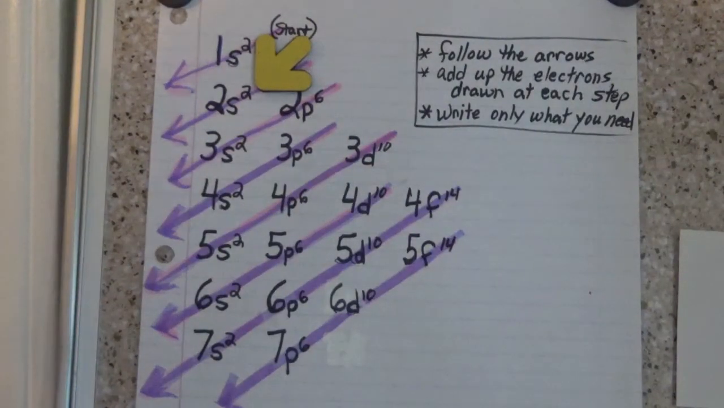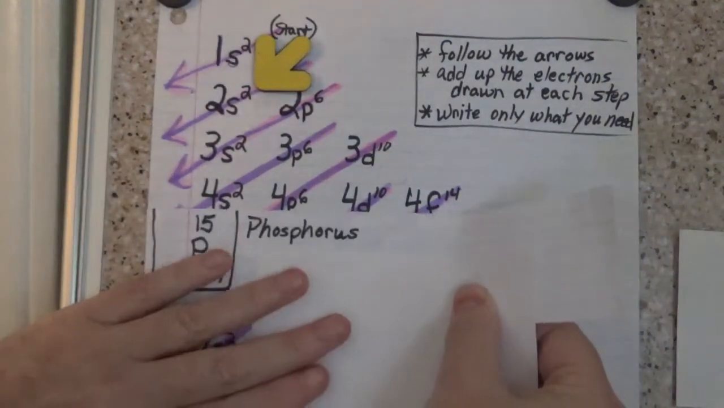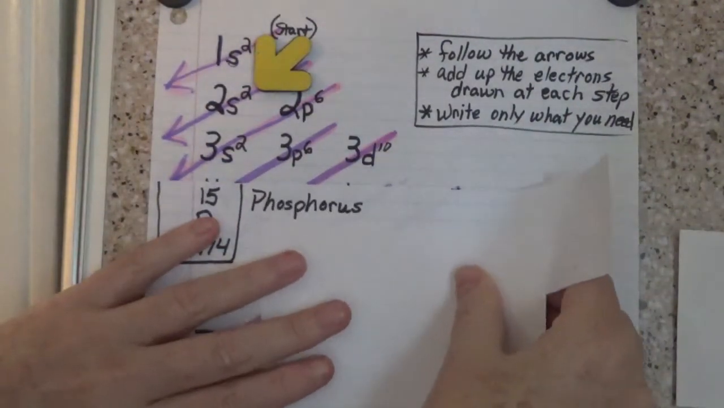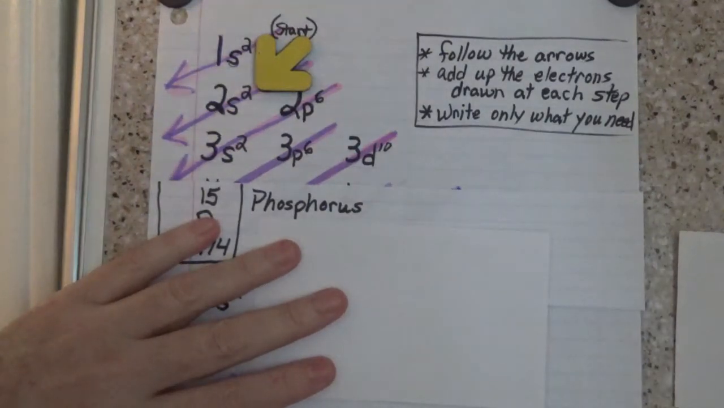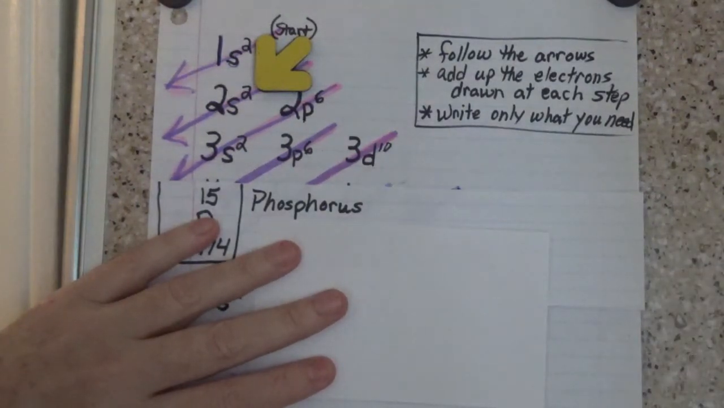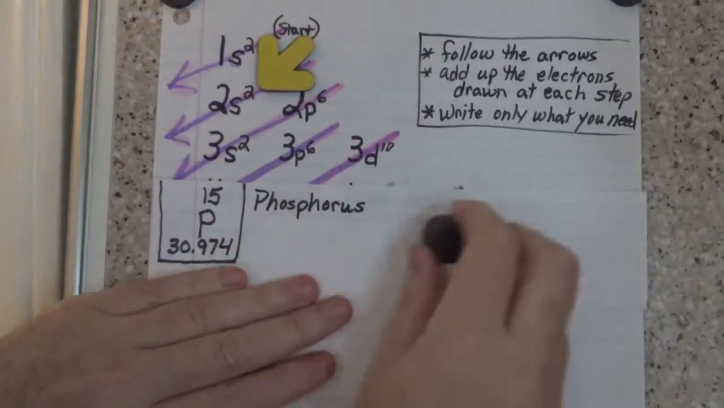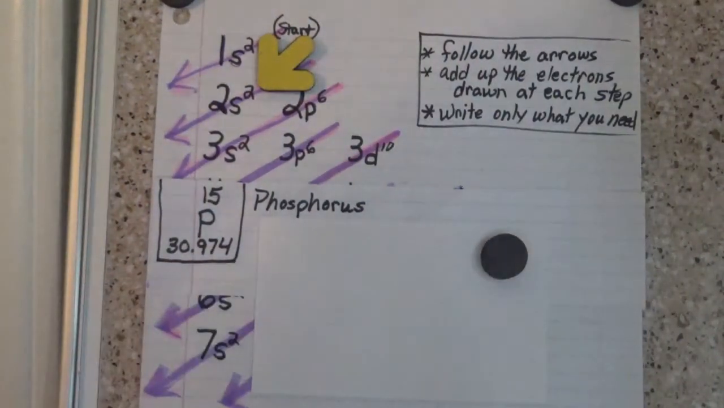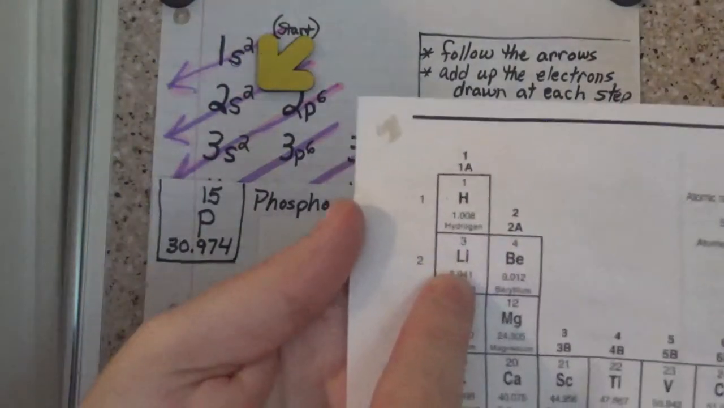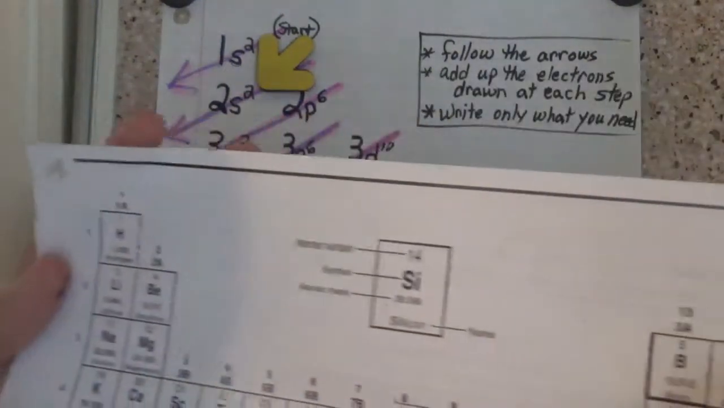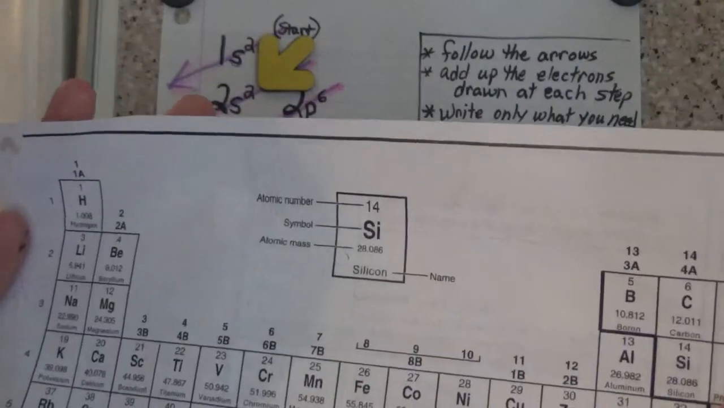Okay, and here is phosphorus. Phosphorus is just a little bit bigger than lithium, but not too much bigger, because we don't want it to be too difficult right at the beginning. And notice phosphorus from the information on the periodic table. Here was lithium, and here is phosphorus, letter P.